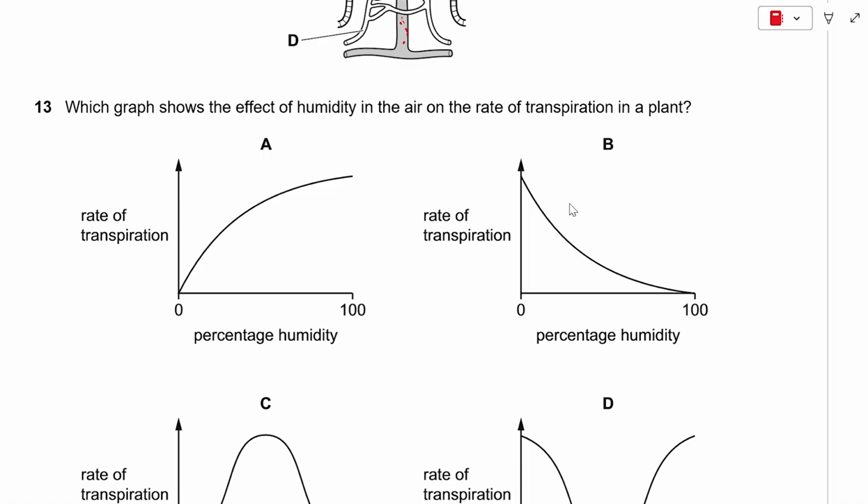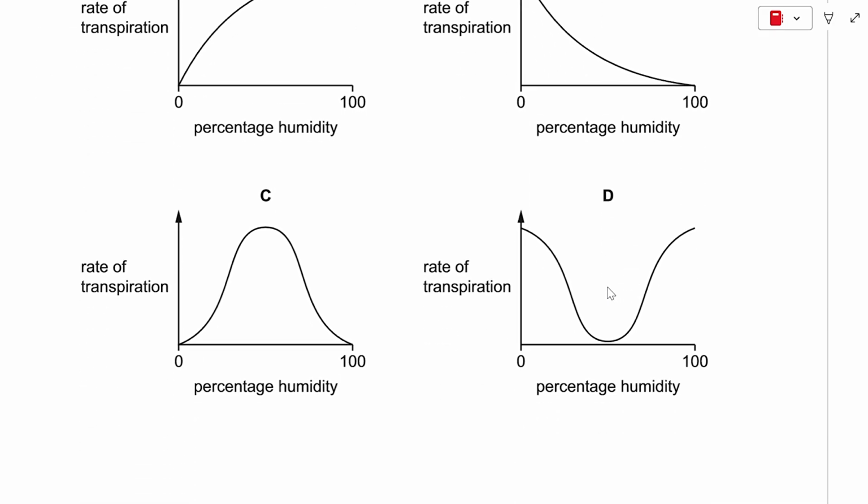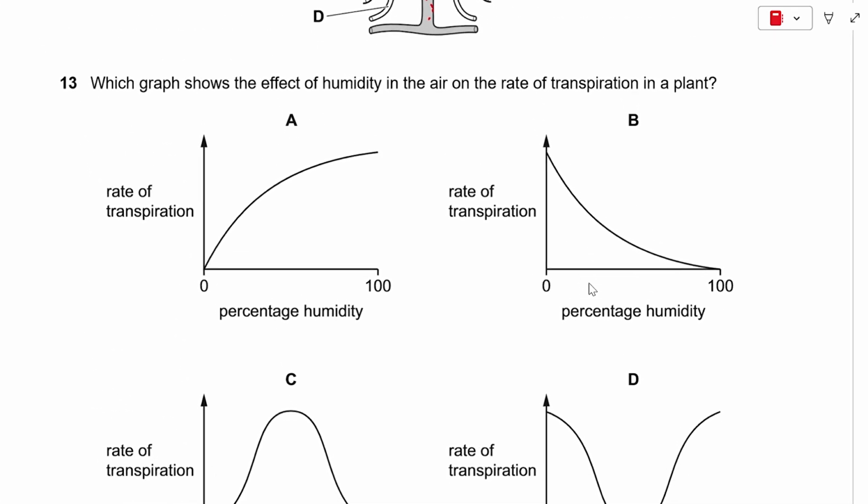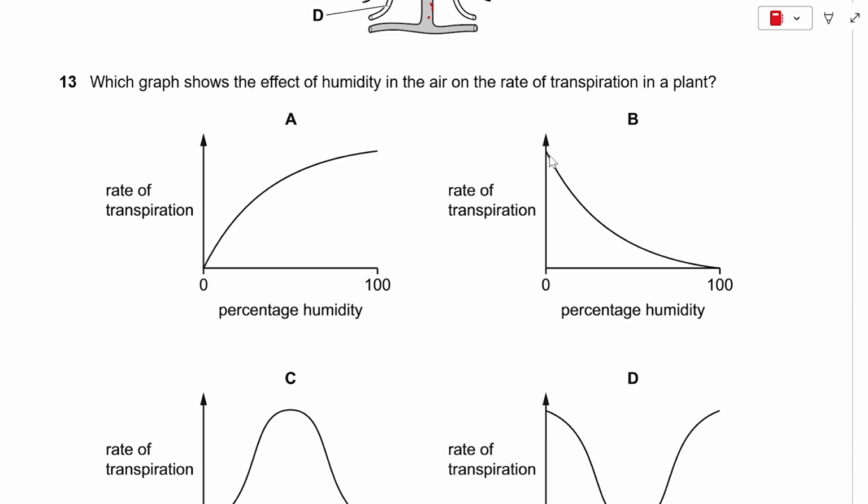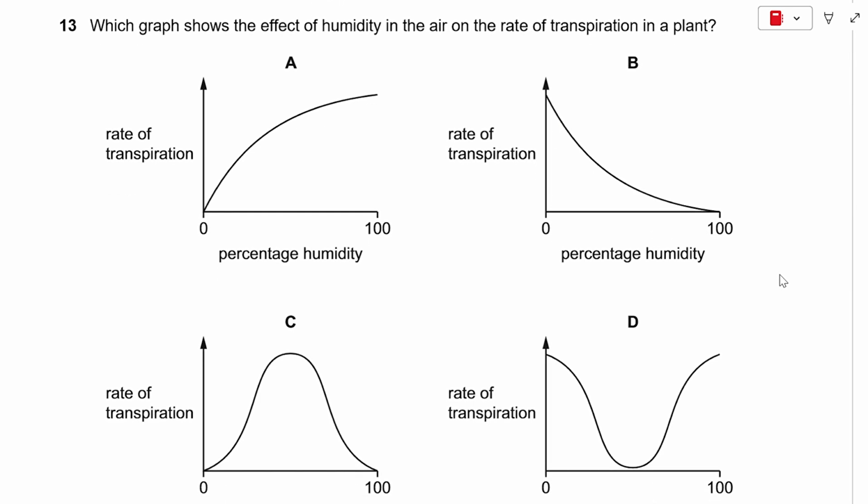But if you look at this part here, B, we can see the rate of transpiration is falling as the percent of humidity is increasing. When we go to this diagram over here, as percent of humidity is increasing, the rate of transpiration increases at certain times, which is also not correct. So at the end of the day, the rate of transpiration is supposed to decrease with an increase in percentage of humidity. So this would be the correct choice.